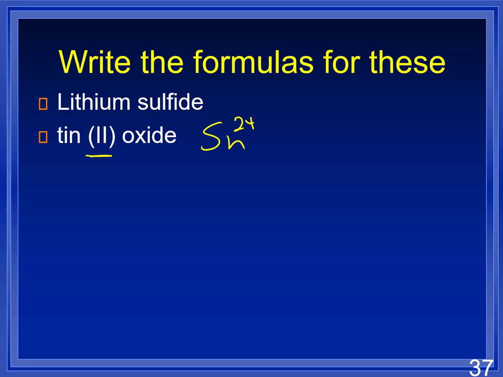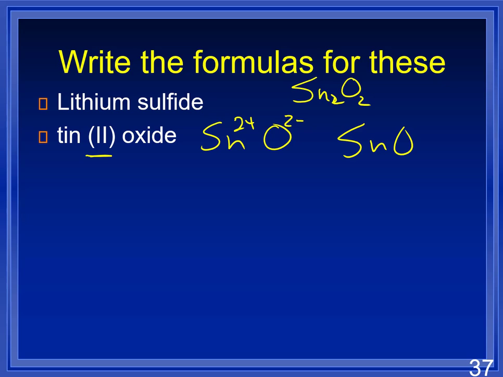Roman numerals are charges. And oxide, O, group 6A. 2 more electrons would make it look like a noble gas. Or 6 minus 8 is negative 2, so 2 minus. Does that add up to 0? Yeah, we're done then. Some of you might be tempted to do the crisscross here. If you did the crisscross, you'd get Sn2O2. Can you reduce that? Yeah, and you get SnO.